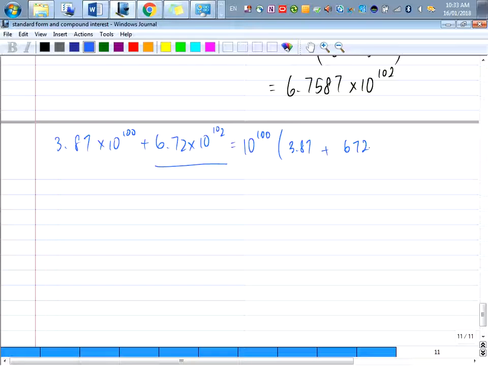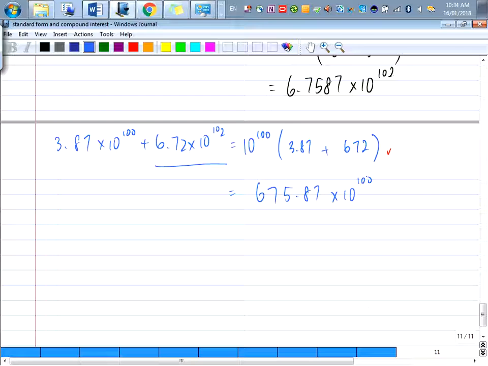Because 6.72 times 10 to the power of 2, you get 672. Okay, nothing wrong with this so far. I'll still put a tick, this is still correct, but let us continue. This will give me 675.87 times 10 to the power of 100.